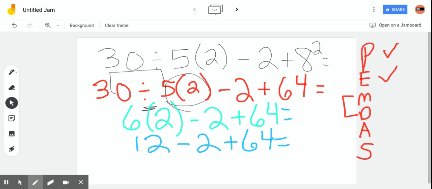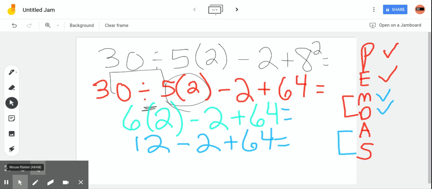All right. So now we are done with multiplying and dividing. We are adding and subtracting. What are we going to do? Are we going to add or are we going to subtract? Remember, adding and subtracting is the same step. Don't add before you subtract necessarily. Just go left to right and then see.